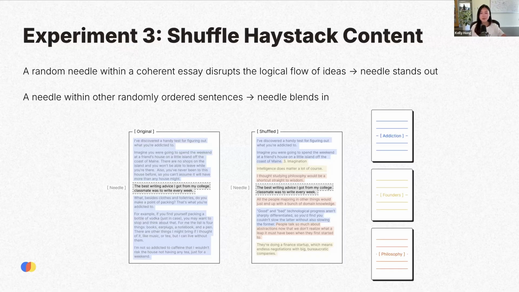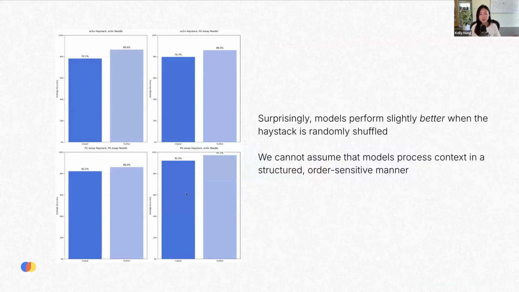And I think we saw this a bit when we shuffled the haystack content. You kind of expect the model to process content in an order-sensitive way, maybe just read the essays logically and then notice when something stands out or doesn't belong. But we saw that these models do better on the shuffled context, which is counterintuitive to how you might think these models process information.